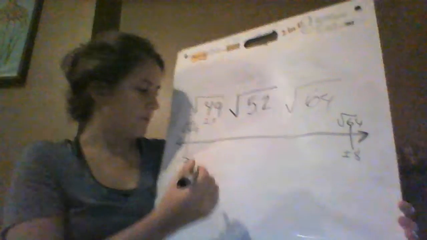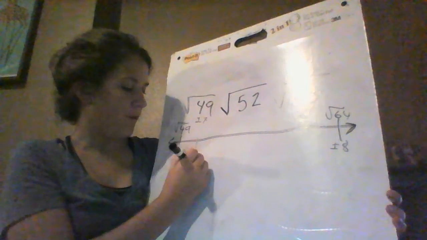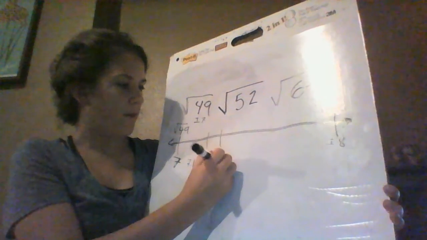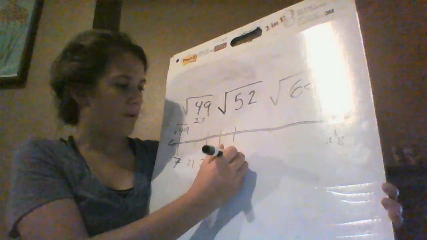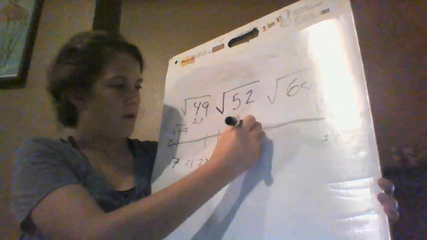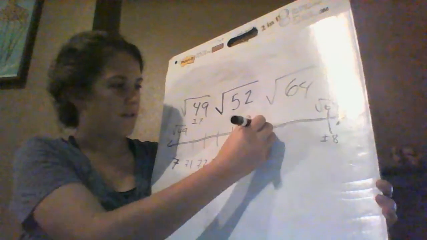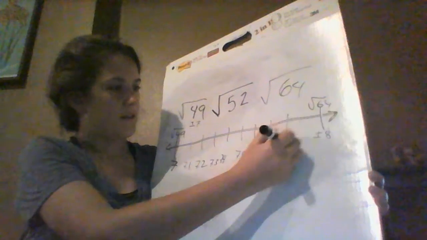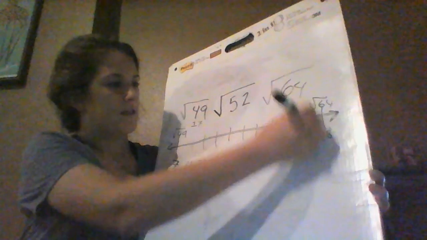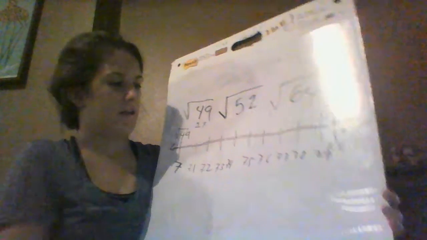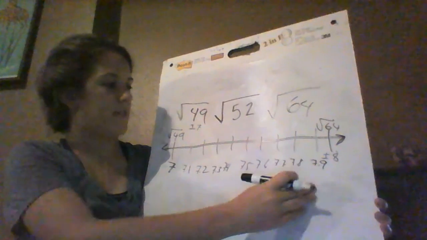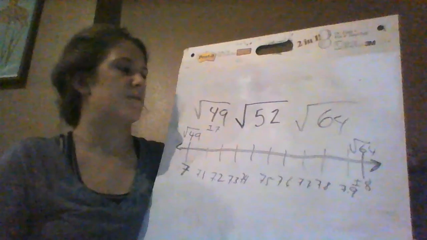Now I have all these points between 7 and 8. I have 7.1, 7.2, 7.3, 7.4, 7.5, 7.6, 7.7, 7.8, and 7.9. And I want to figure out which of these numbers to the nearest tenth is probably the best guess for the square root of 52.